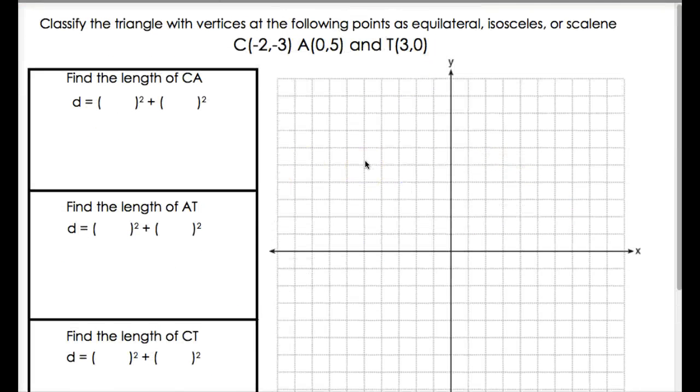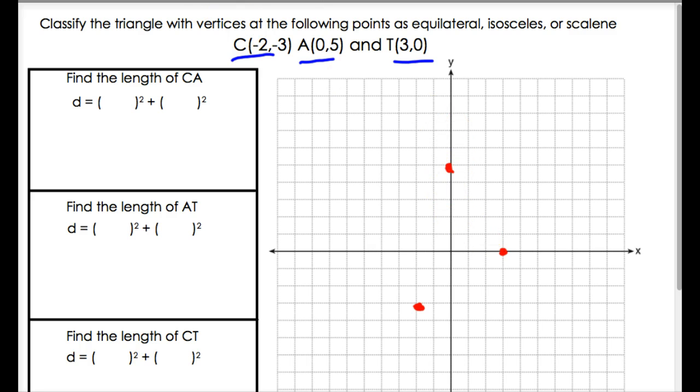Well, once again, if we wanted to classify a triangle, we're just going to have to do the same thing. Classify the triangle with these vertices, C, A, and T, and see if it's equilateral, isosceles, or scalene. Now, for those of you who totally understood what I just said, fast forward and go to the next problem. For those of you who want a little extra practice, stay along with me, we'll figure it out. So first thing we do is graph the points out. We have C, which is (-2, -3), right over here. We have A, which is (0, 5): 0, 1, 2, 3, 4, 5. And we have T, which is (3, 0).